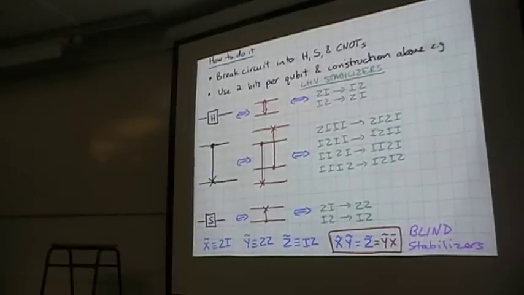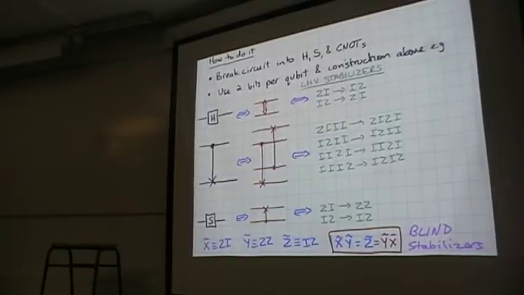So why do I call these blind stabilizers? Anyone other than Matt who failed to work it out? Why are they blind stabilizers? What's different about this relationship with the Pauli relationship? No phase. No i's. Minus one. There's no i's. Oh. Right, none of you are allowed to be my PhD student.